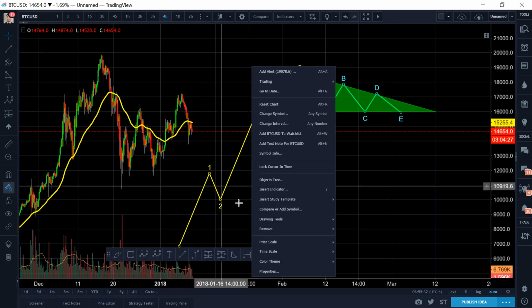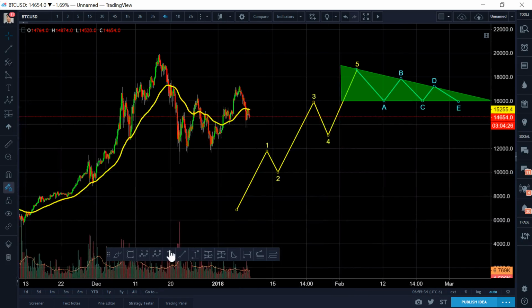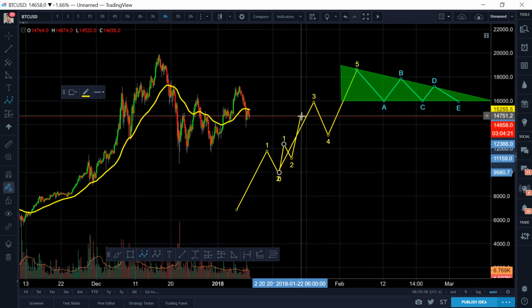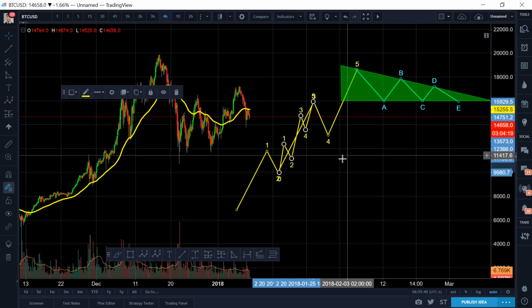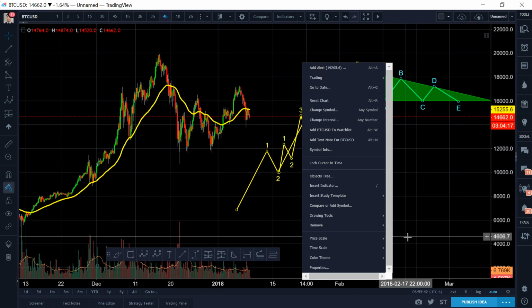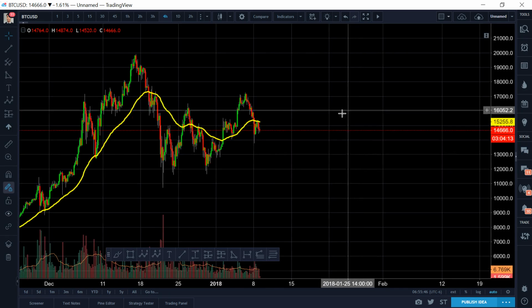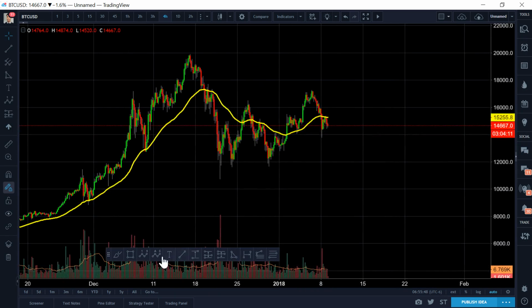And I forgot to mention that within each of these waves, there's also 5 primary waves as well, or 5 impulse waves. Okay. Now that we have the basics and the fundamentals down, we're going to take a look at Bitcoin and what the heck is going on.